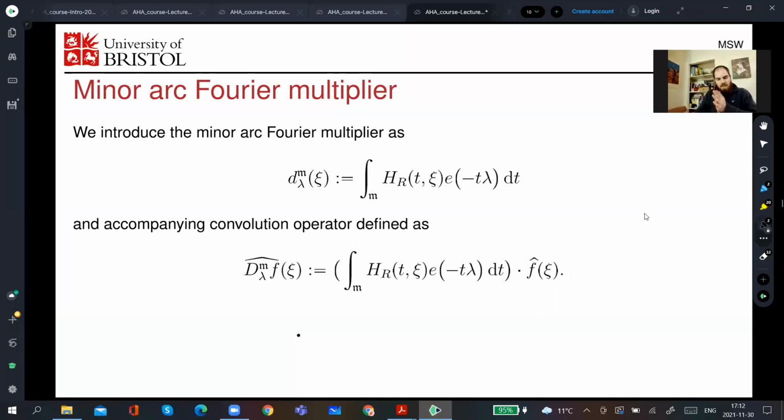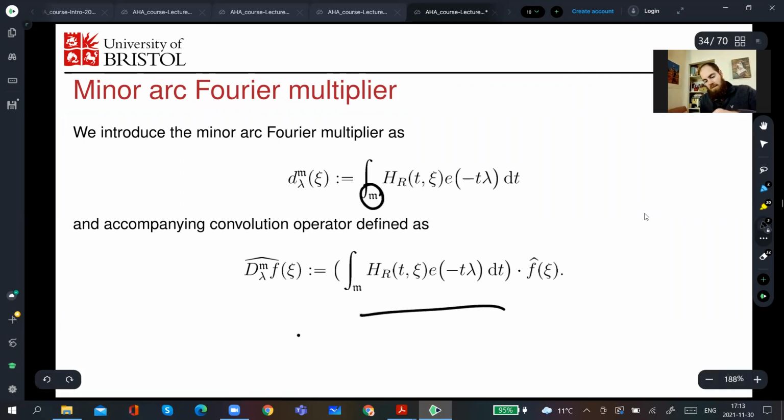Okay, after that short hiatus, let's continue by bounding the minor arc terms. This will be a simpler proof, but first we need to define what they are. I'm just going to take the same integral we had before, but restricted to the minor arcs. Nothing big there. And the convolution operator is defined by multiplication on the Fourier side, once again, which is just multiplication by this function.